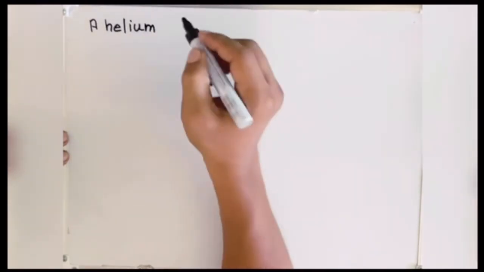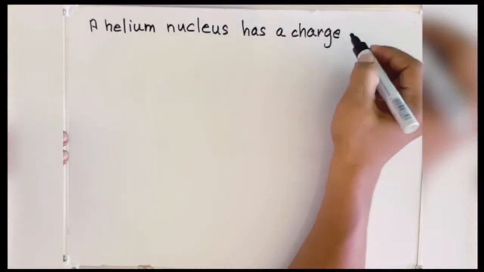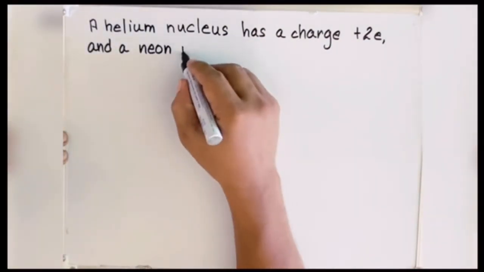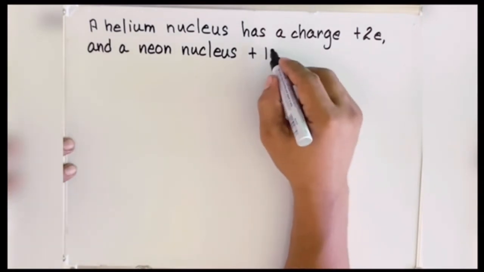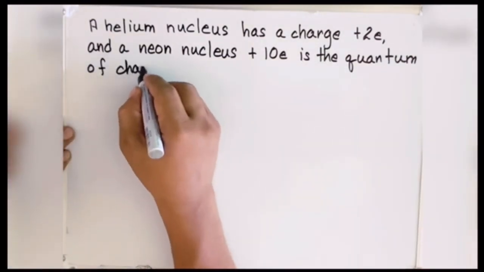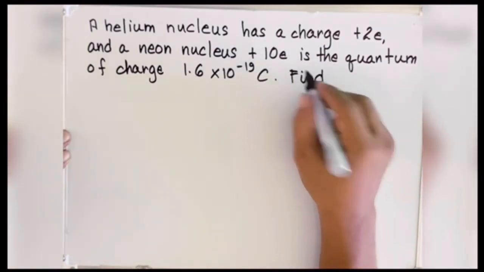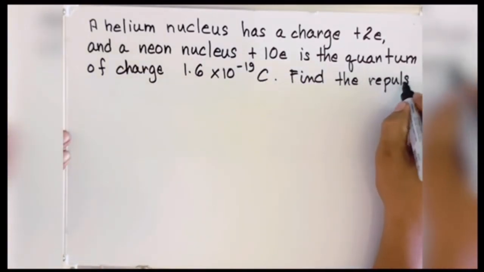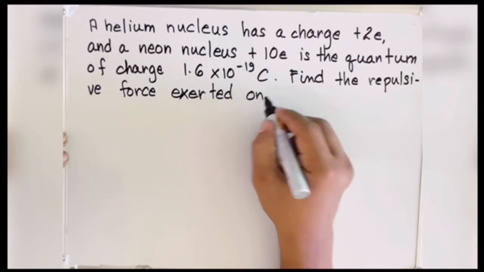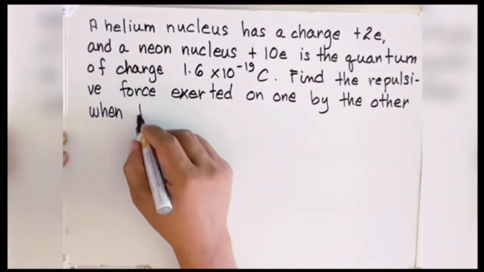And the last problem will be about a helium. A helium nucleus has a charge of positive 2e. And there is also a neon nucleus, having a charge of, again, since it is also a nucleus, it will also have a positive charge, that is 10 times e. And for example, if e is equal to 1.6 times 10 to the minus 19 coulomb, what will be the repulsive force between a helium nucleus and a neon nucleus?